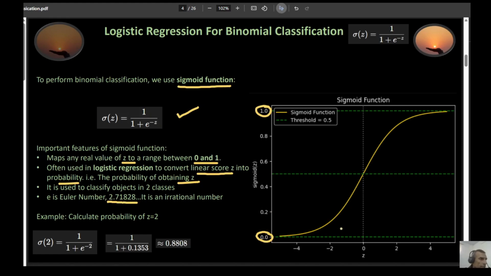So let's take a look at an example. Let's say you have a data point and the z value of the data is z equal to 2. We did some calculation and let's say it comes out to be z equal to 2. That would be right here. And let's calculate the probability of this.